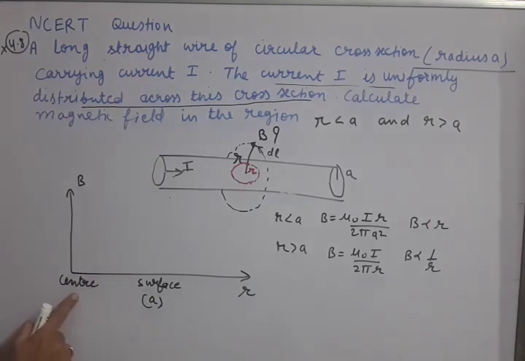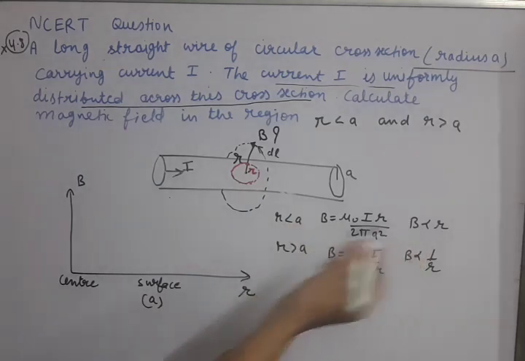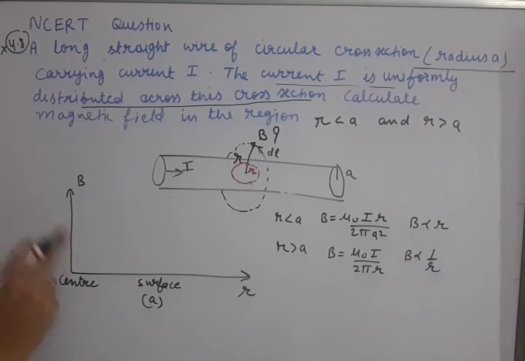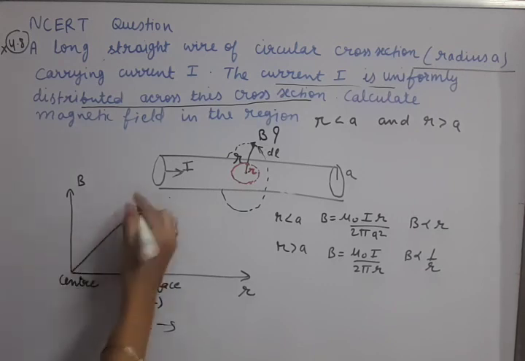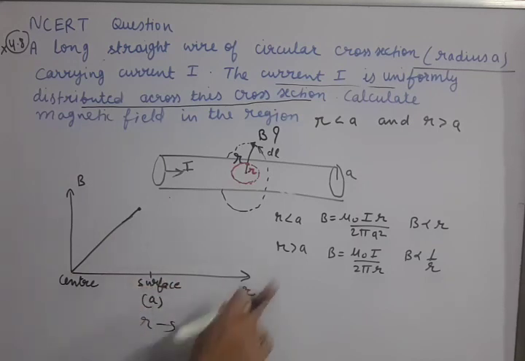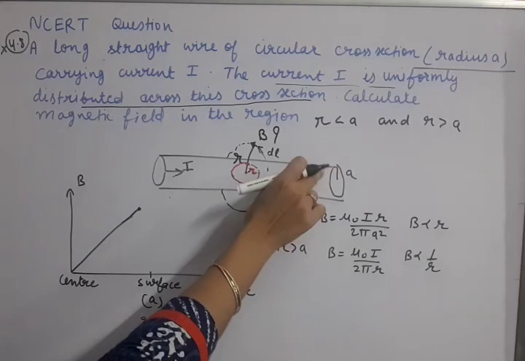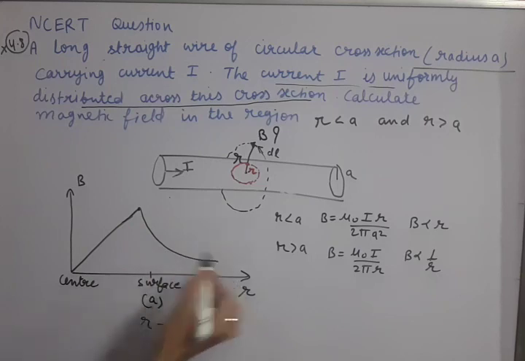When we are inside the wire, that means from the center to the surface, the r less than a formula will work. So B is proportional to r. So this is B and this is r distance. So B and r are proportional, and this way we will obtain a straight line graph, till a, the radius. After that, as soon as we have crossed the radius, that means we have come out of the wire, then B is inversely proportional to r. That means the graph will be a decreasing graph. So this is the shape of the graph for this question.